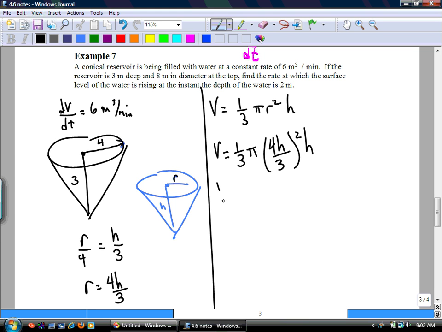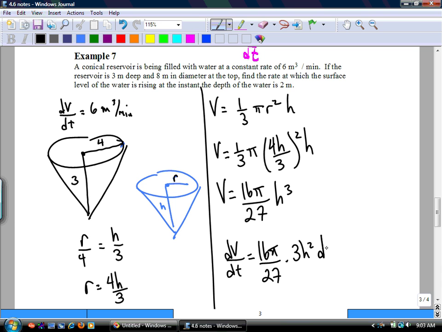Clean it up. V equals 16 pi over 27 H cubed. Take the derivative. dV dt equals 16 pi over 27 times 3h squared dh dt.